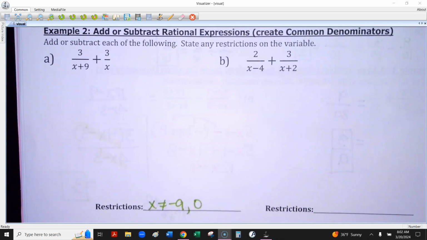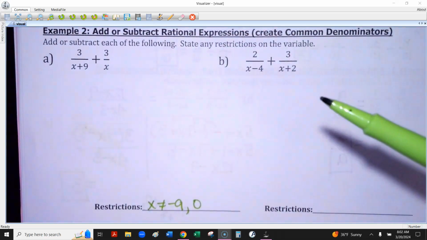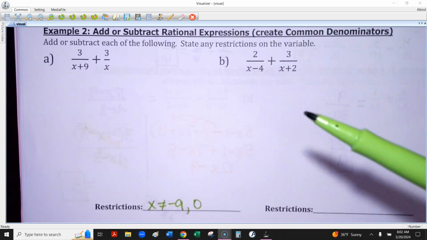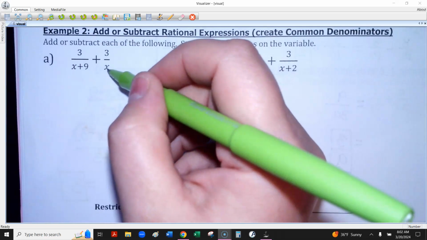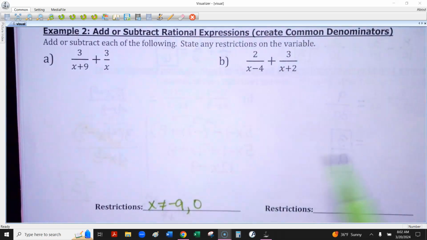You have to get a common denominator before you can add these. So I obviously don't have that here. I have an x plus 9 and I have an x. When you create a common denominator, you have to multiply your fraction by 1. You cannot just go, oh, here's an x, and I'm just going to add 9 to the top and the bottom. You cannot add things. It has to be multiplication.